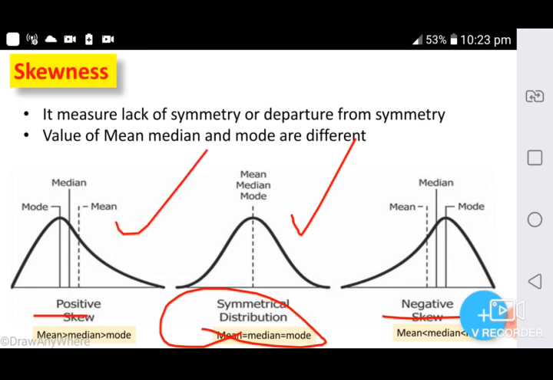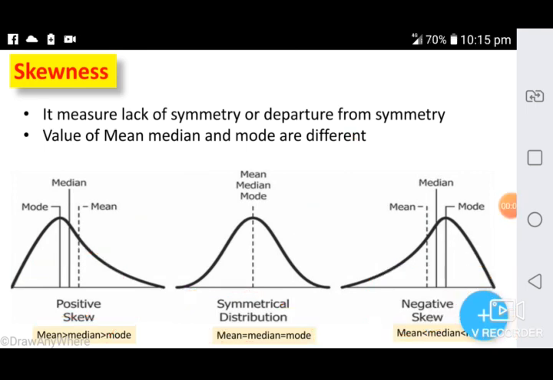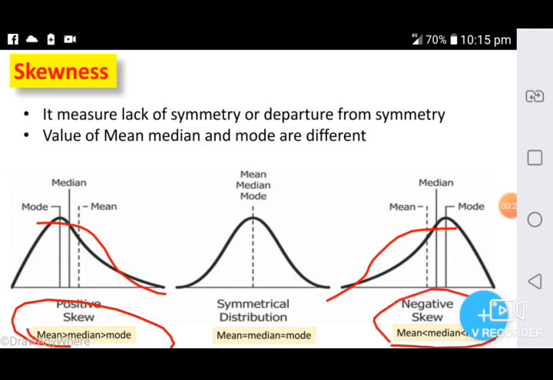Skewness can be divided into positive skewness and negative skewness. Positive skewness means the tail is on the right side of the distribution; here the mean and median will be greater than the mode. Negative skewness means the tail is on the left side of the distribution; here the mean and median will be less than the mode. So skewness measures the lack of symmetry in a distribution.